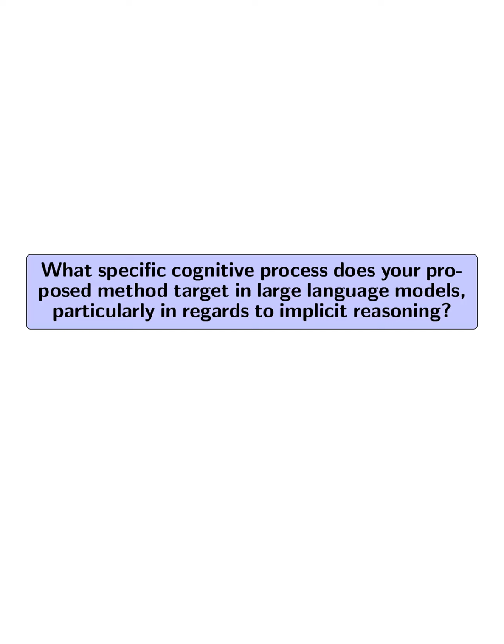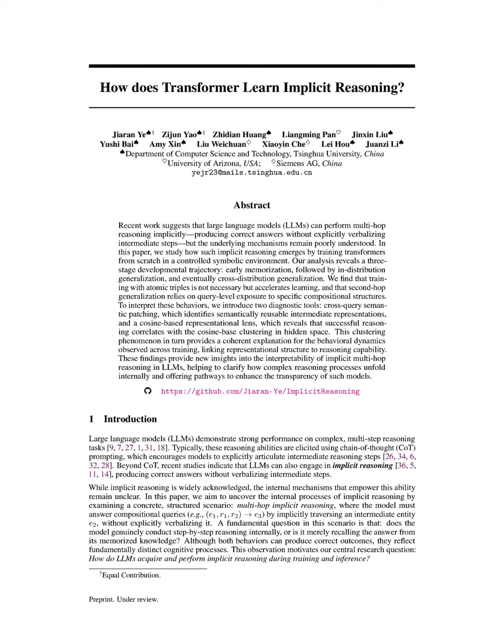What specific cognitive process does your proposed method target in large language models, particularly in regards to implicit reasoning? The proposed method targets the internal cognitive process of implicit multi-hop reasoning in large language models, LLMs, by examining how these models represent and utilize intermediate entities during reasoning tasks. Specifically, it investigates whether LLMs genuinely conduct step-by-step reasoning internally or merely recall answers from memorized knowledge.